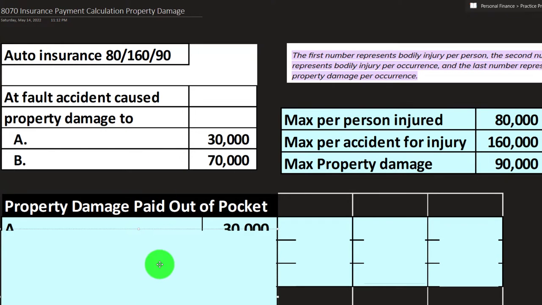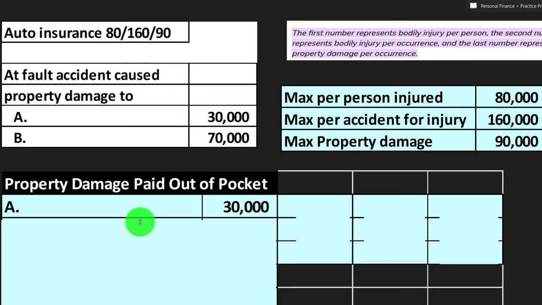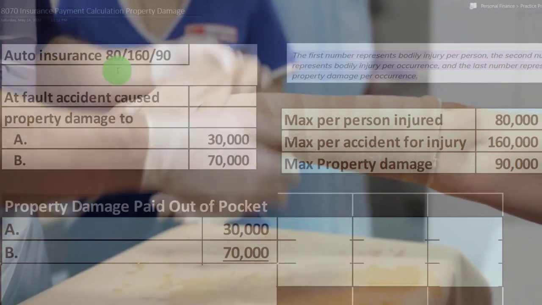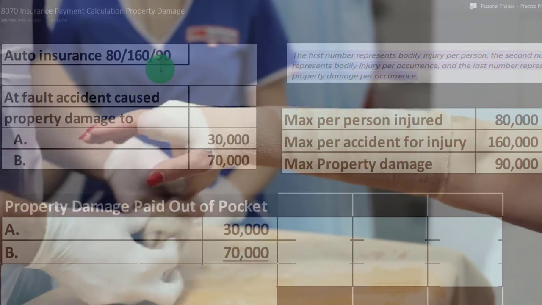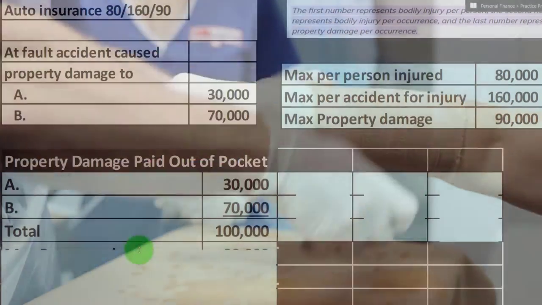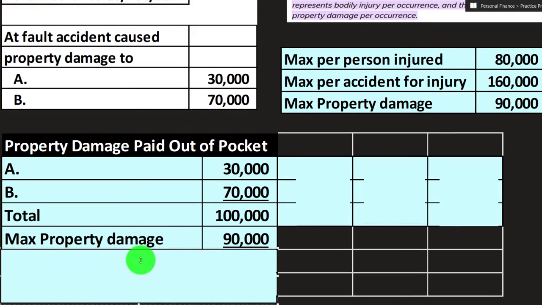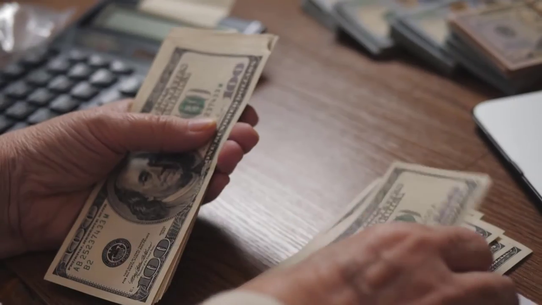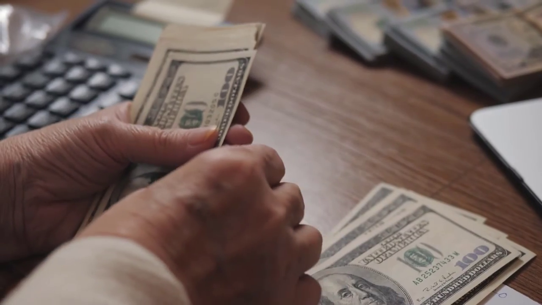If we think about that, there are multiple ways you could put together a table. You could say person A has a claim for property damage of the 30,000, person B has the claim of the 70,000. We don't have, like we had with the injury, the property damage per person, but rather we just have the cap at that 90, which represents the 90,000. So if I add that together, we're at the 100,000. The insurance is going to cap it at 90,000, so therefore the insurance may cover simply the smaller of the two, or the 90,000 here. The amount paid from pocket, the amount that we may be liable for, have to pay over and above what the insurance covers, would be the 10,000.